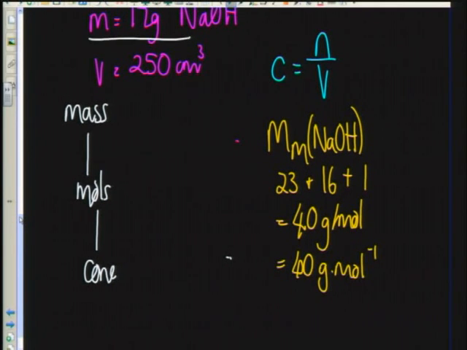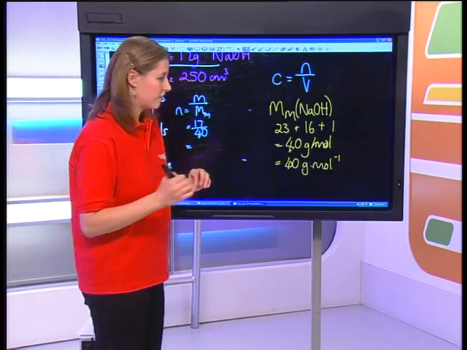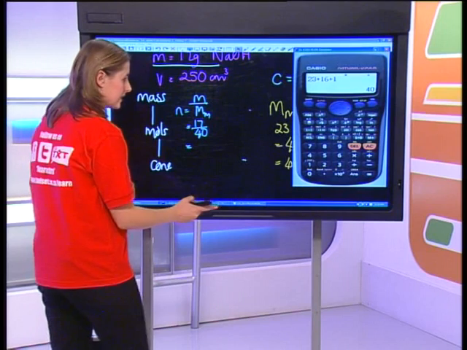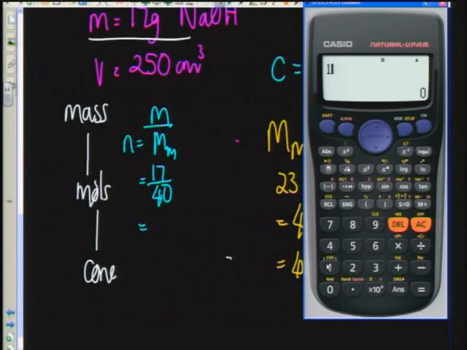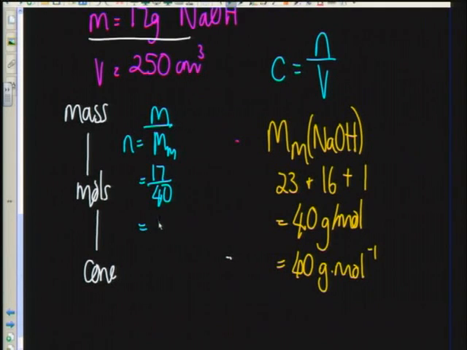So let's take that mass and work it to the number of moles. Number of moles is equal to mass over molar mass. And I had 17 divided by 40. Okay? And that's going to give me the number of moles of sodium hydroxide that I'm including in this solution. So let's go across to the calculator. And we have 17 divided by 40 grams in 1 mole. And that's 0.425. Let's jot that down.